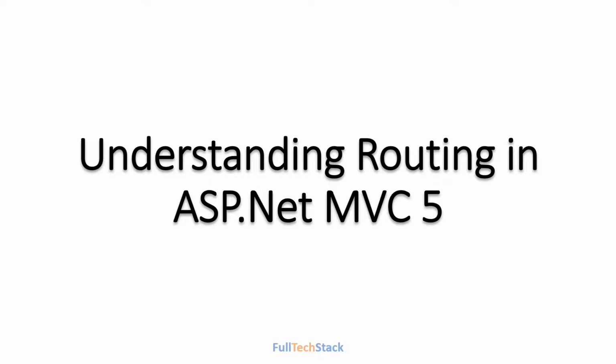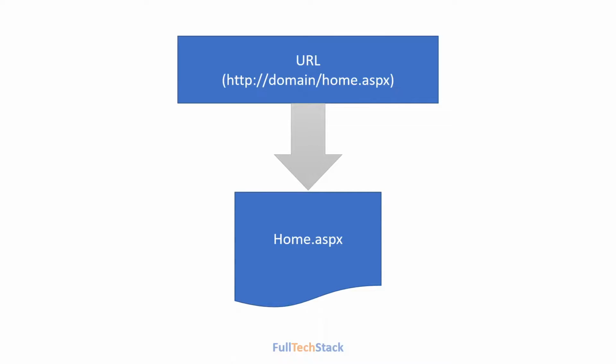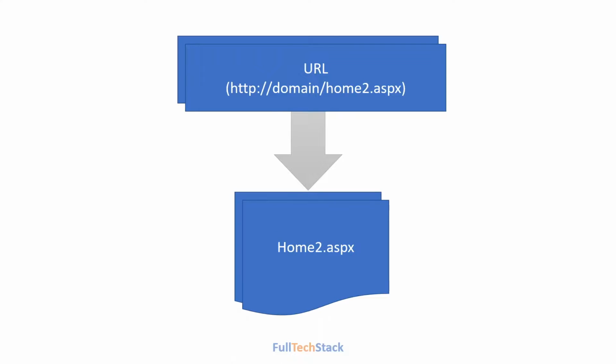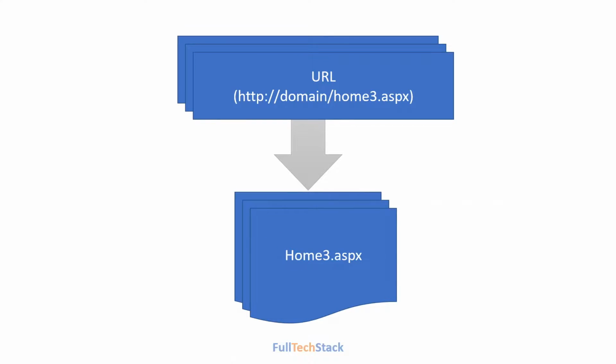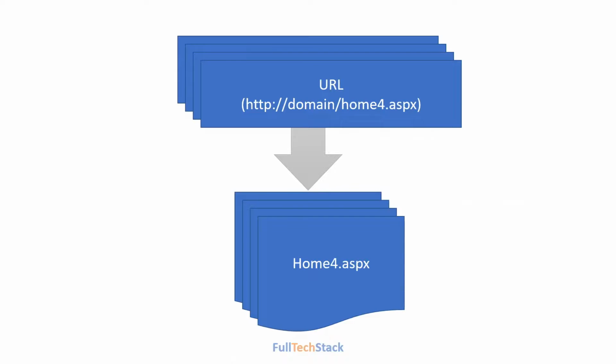So guys, in ASP.NET Web Forms, we need to have an .aspx file corresponding to every request URL made. For example, for a request URL http domain home.aspx, there must be a home.aspx file that will contain the code for displaying the output or the response on the browser. Home3.aspx URL will have a home3.aspx file. Home4.aspx URL will have home4.aspx and so on.